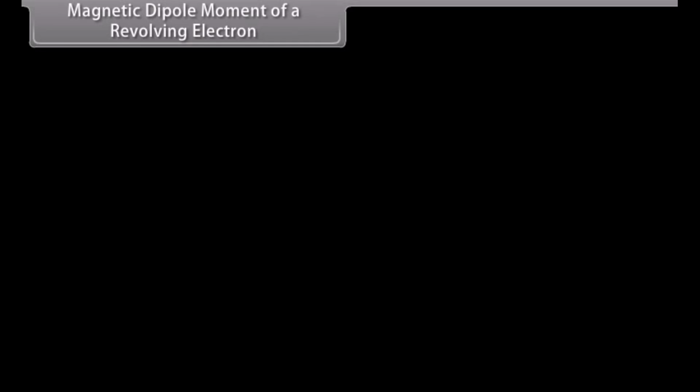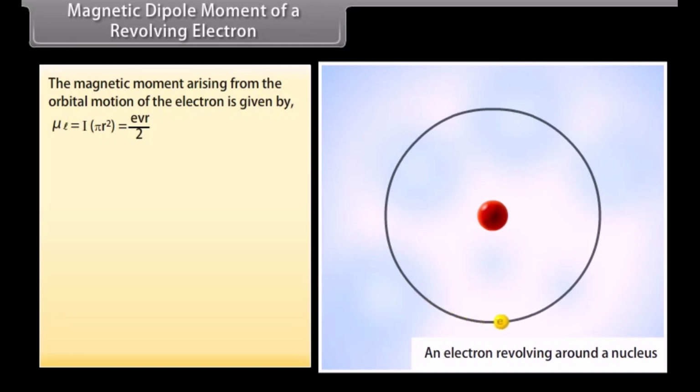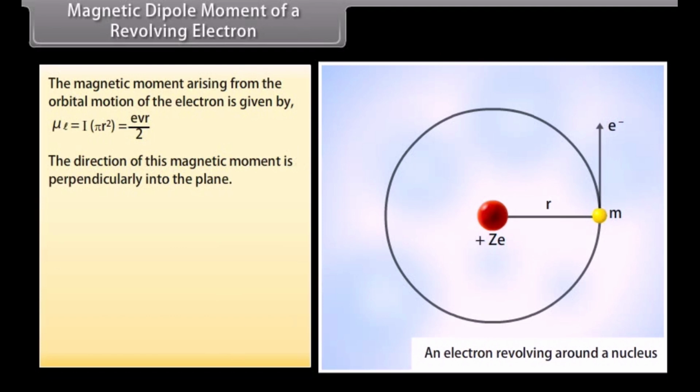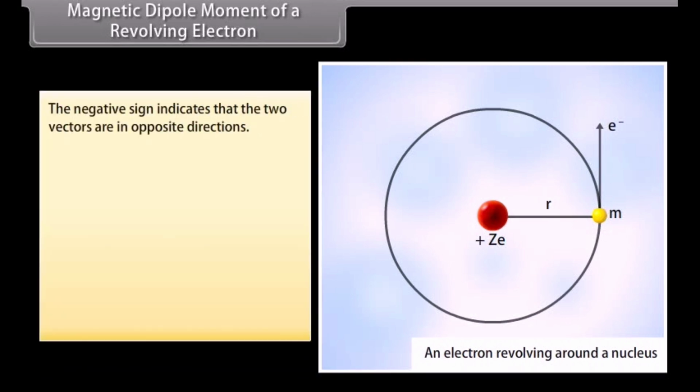Magnetic dipole moment of a revolving electron. The magnetic moment arising from the orbital motion of the electron is given by e v r by 2. The direction of this magnetic moment is perpendicularly into the plane. If m_e is the mass of the electron, the revolving electron also possesses an angular momentum with magnitude l is equal to m_e v r. From the above two equations, we get the result mu L is equal to minus e upon 2 m_e multiplied by L. The negative sign indicates that the two vectors are in opposite directions.